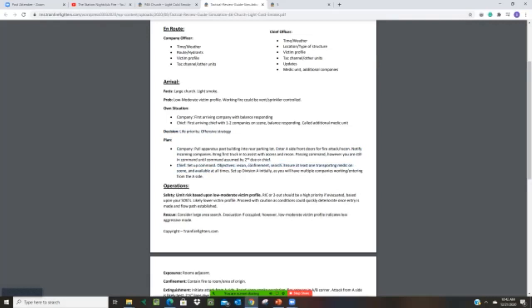Notice the difference here. Chief, set up command objectives: recon, confine, search, ensure that at least one transporting medic is on scene, available at all times, set up division A initially, and then we'll have multiple companies working, entering from the A side. That's our initial glance at this thing. Notice the difference between the company and the chief officer plans, right? One's a little more in the weeds than the other.